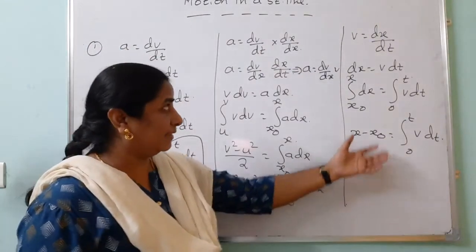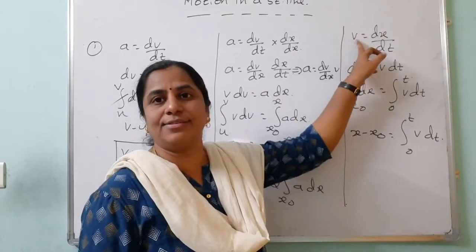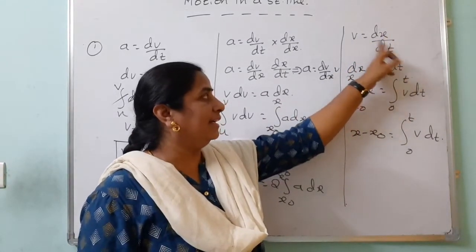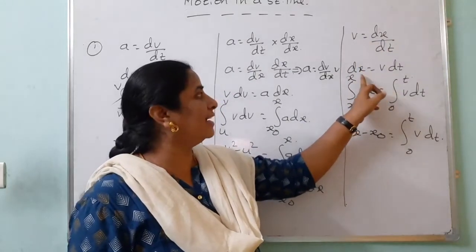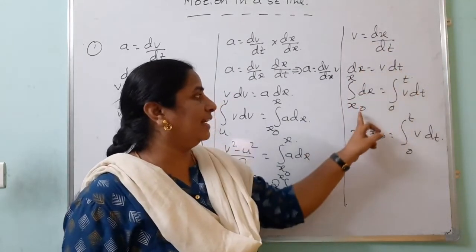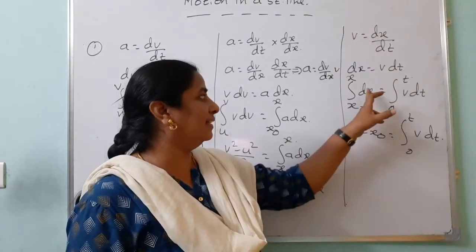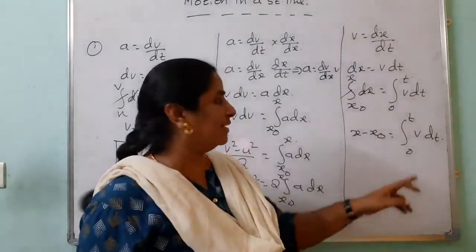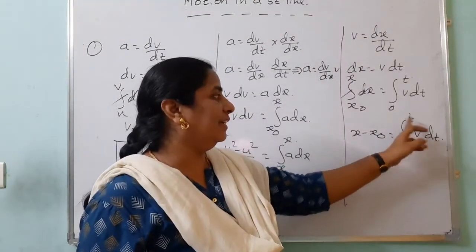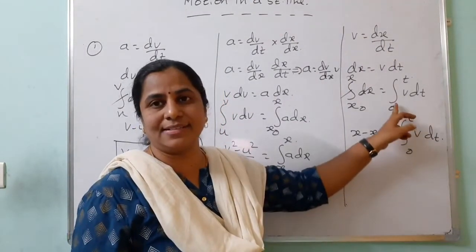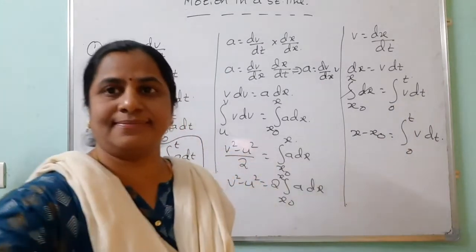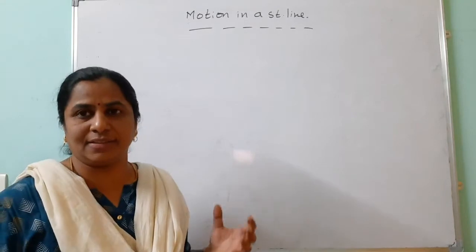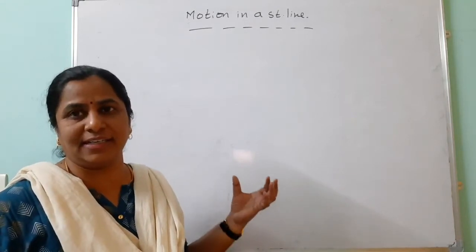Then one more expression: velocity equals the rate of change of displacement. So v equals dx by dt. We do the cross multiplication, dx equals v dt. Then take the integration on both sides. Here integration and differentiation cancel. Upper limit minus lower limit equals the integration of v dt, and here also the limits are 0 to t seconds.